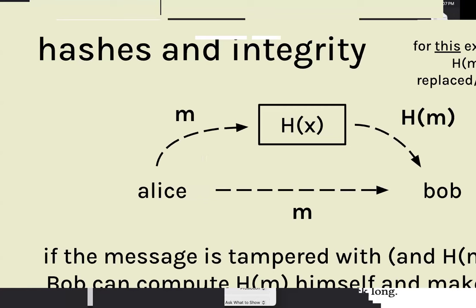All right, so let's take an example. For this example, assume that the hash of M cannot be replaced and tampered with. So we know that Alice wants to send a message to Bob. And let's say that Alice sends the hash of the message as well. Well, if the message is tampered with, Bob can just calculate the hash of the message and know that, hey, someone messed with the message. This isn't what Alice sent.